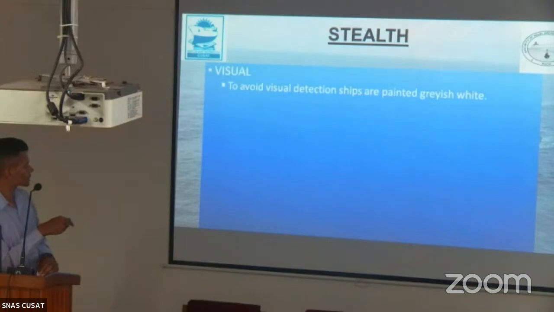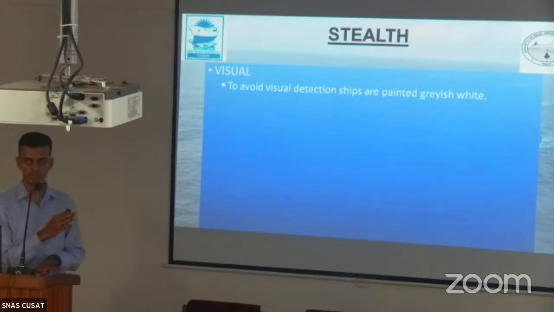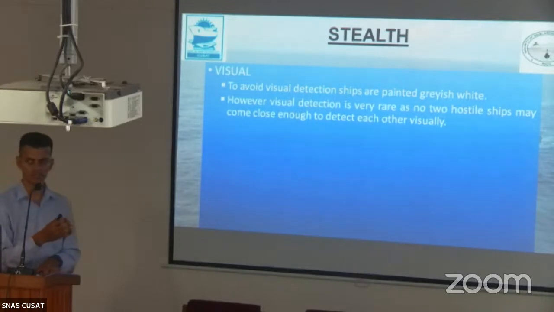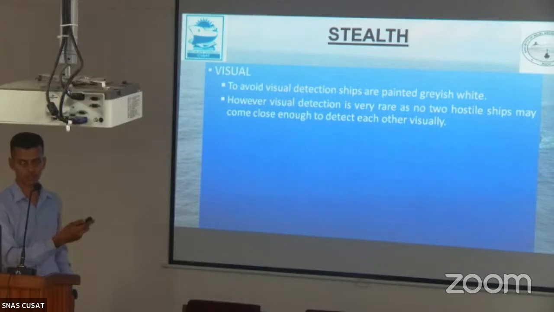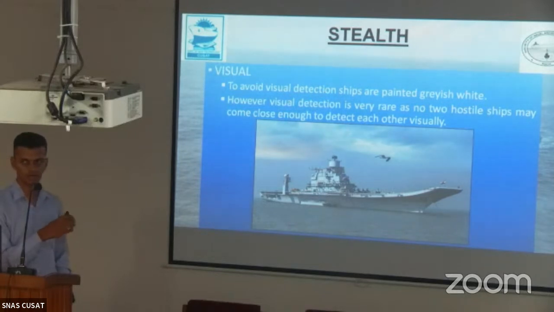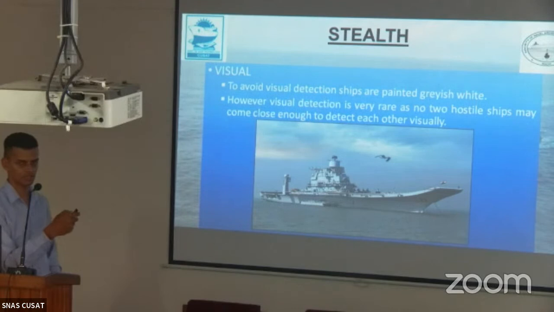Now visual detection. To avoid visual detection, we need to have a certain kind of visual camouflage. So in most of the navies, the warships are painted grayish white. However, visual detection is very rare, because no two ships are going to come very close to each other, as they will detect each other obviously when they are in a range of 50 to 60 nautical miles with the help of other signatures. So this is the photograph of the Indian aircraft carrier, the INS Vikrant. You can see the color code that has been used to paint this ship, so that even if the possibility is there for visual detection, it is very difficult for someone to find out at a distance that this ship is there at the horizon.